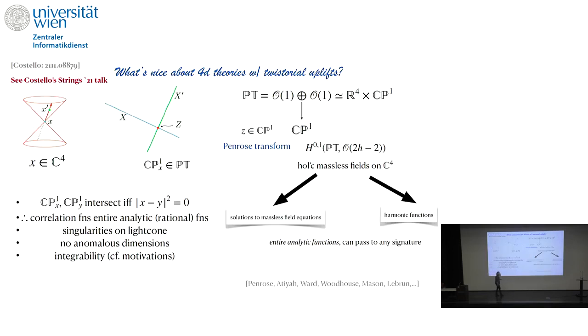So before I get into the particulars of the theory that I'll be focusing on, let me just remind you of the nice features of these 4D twistorial theories, meaning 4D theories that arise from local uplifts to six-dimensional theories on twistor space. And I'll refer to Kevin's talk at Strings last year for many more of the details of these kinds of constructions, for example.